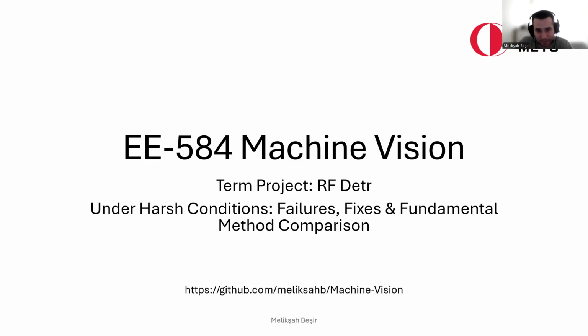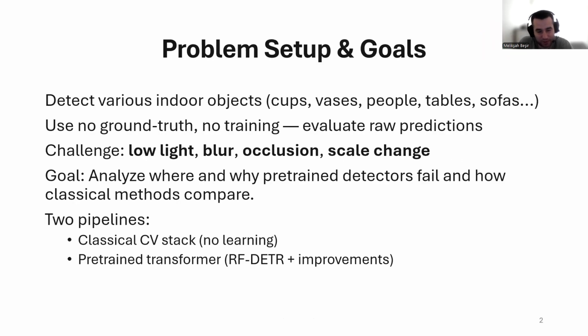Let me start with our challenge. We want to detect everyday indoor objects like cups, vases, people. And here's the twist: we are doing this with no ground truth labels and no training. We are taking pre-trained models straight out of the box and throwing them at the worst possible conditions like low light, blur, occlusion, and dramatic scale changes, etc.